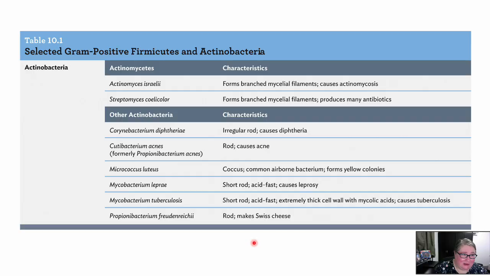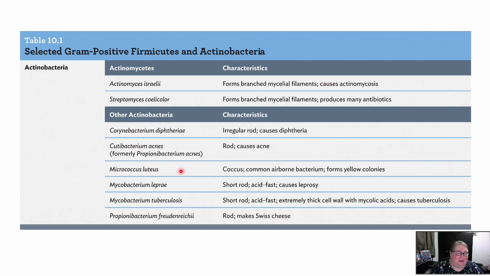So let's talk about Actinobacteria. We divide this up into two categories. We have the Actinomycetes. These are going to be our antibiotic producers. And then we have other Actinobacteria, the ones that don't produce antibiotics. We've talked about a few of these. Cutibacterium acnes. This is the bacteria that causes acne.